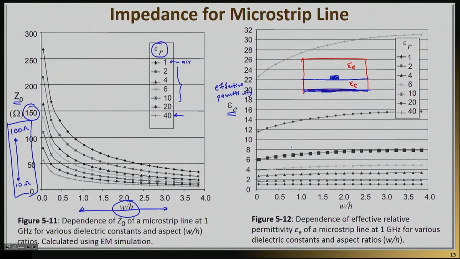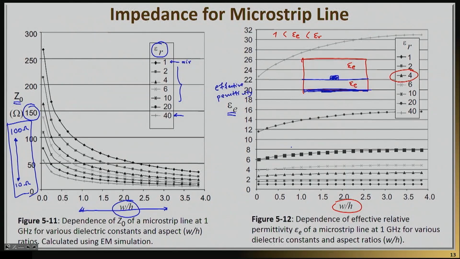So as you can probably imagine, the effective dielectric constant is going to be a number between 1 and epsilon r. Since you have air on one side, and epsilon r is the dielectric constant that you have in the substrate, the effective dielectric constant will be somewhere in between. And what this graph gives you is basically how much is this number. So again, it's a function of W by H. And so, for example, let's pick one of them. Let's pick epsilon r of 4.